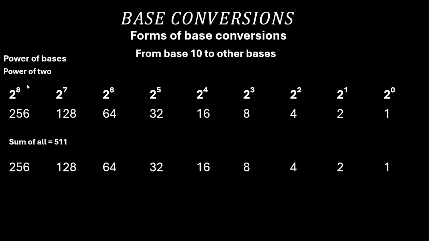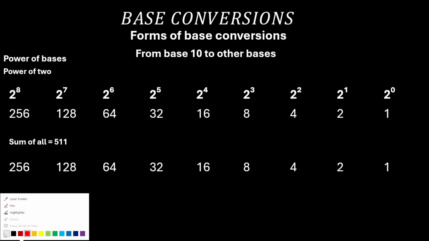If you stop at 2 to the power 8, the maximum number that you can have is 511. So if you need to convert a number that is bigger than 511, you need to extend your bases. Are you getting me? So we want to do a demonstration of how this is used to convert a number from one base to another.